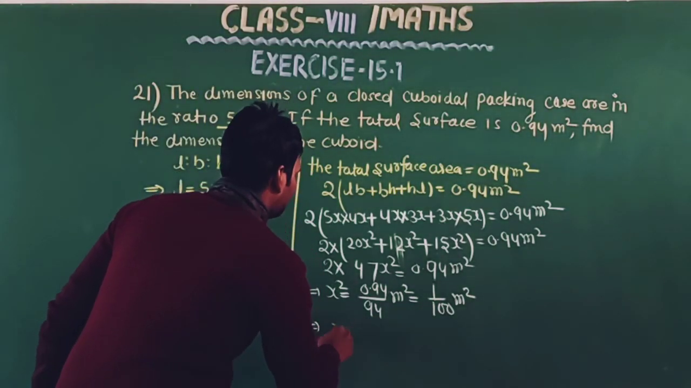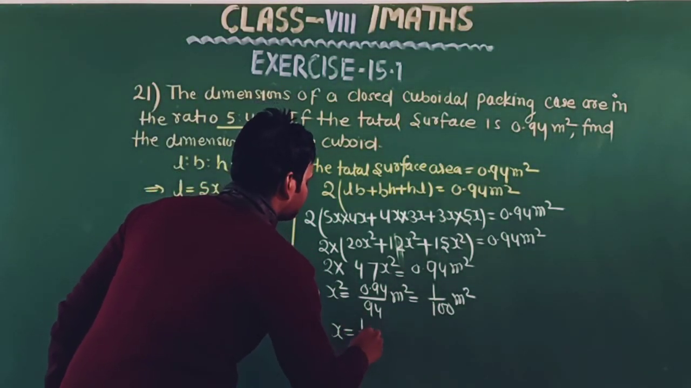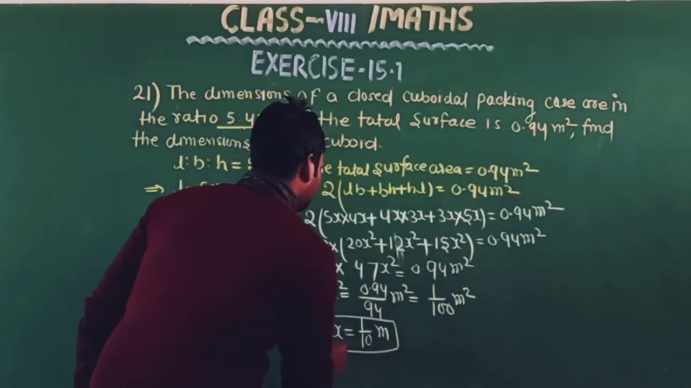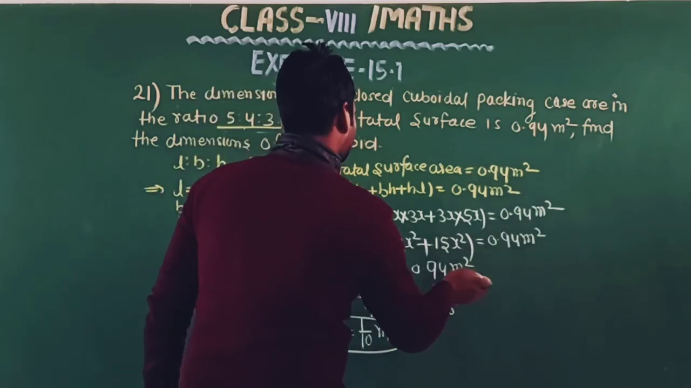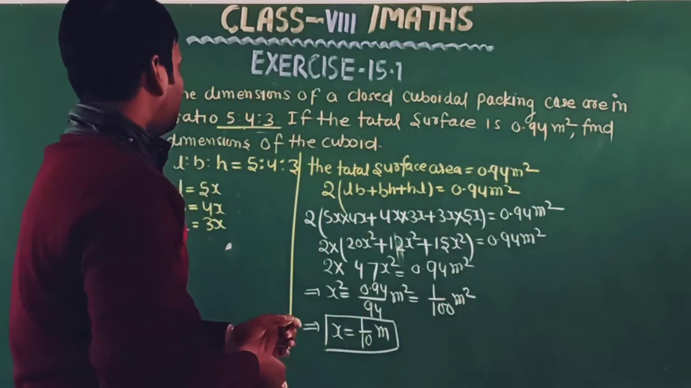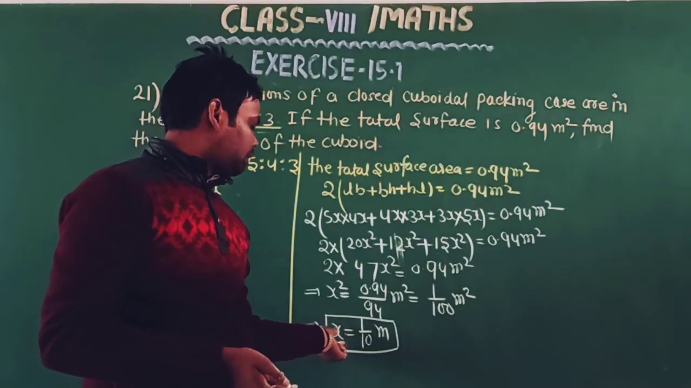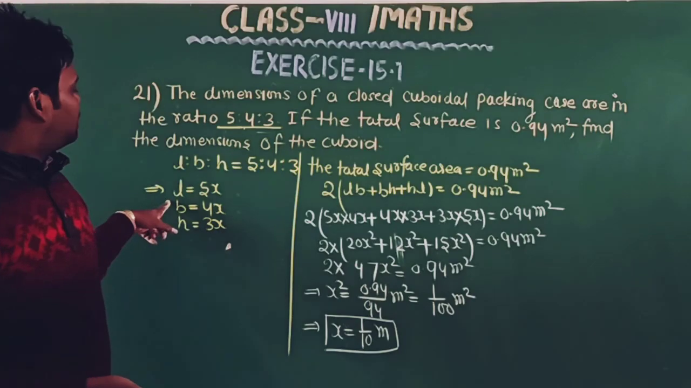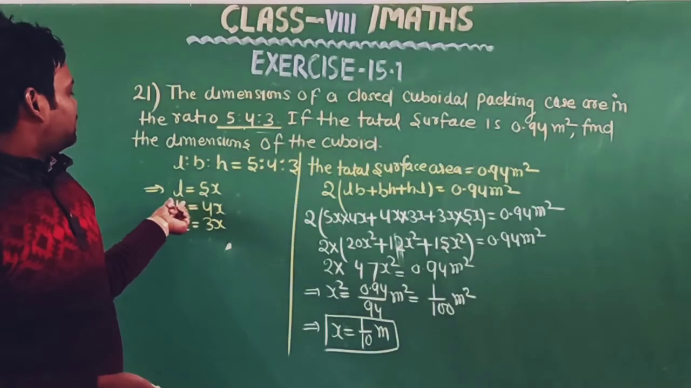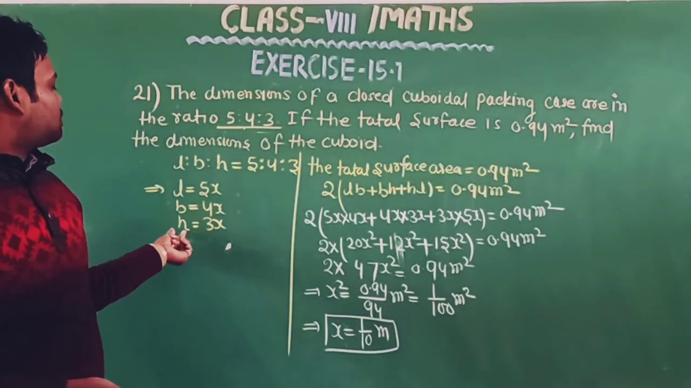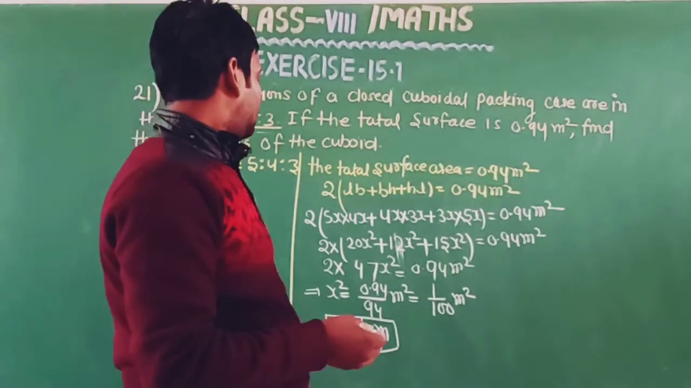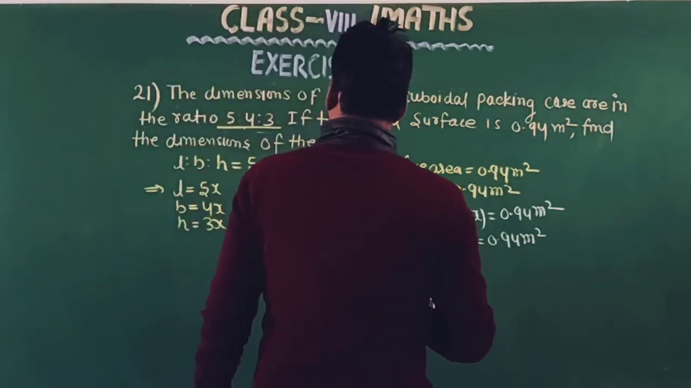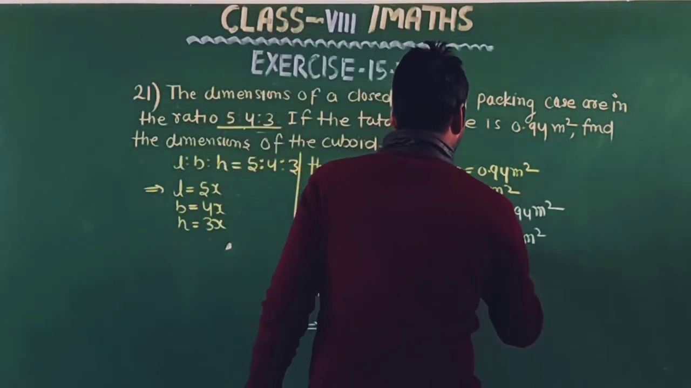This implies the value of x is equal to 1/10 meter. So after substituting the value of the variable x in the expressions for length 5x, breadth 4x, height 3x, we will get the required dimensions of the closed cuboidal packing case.